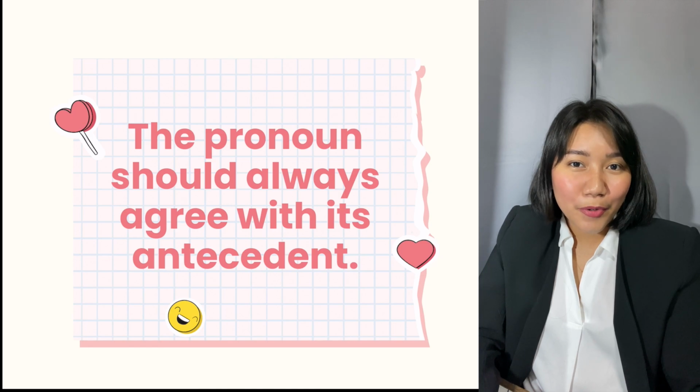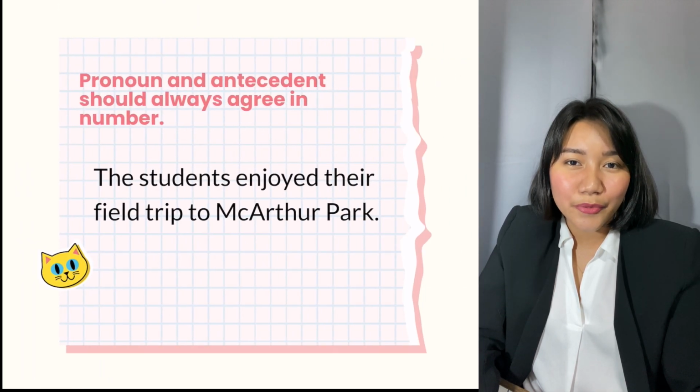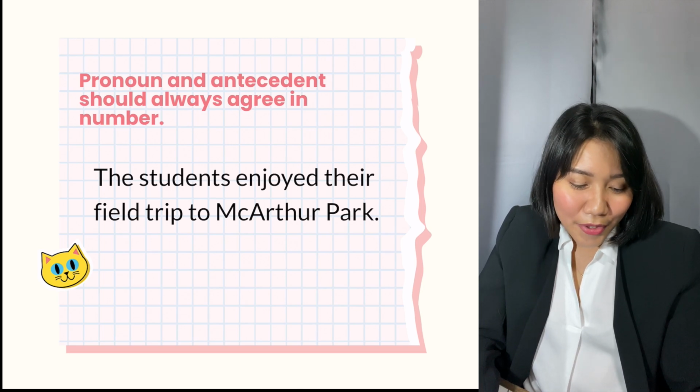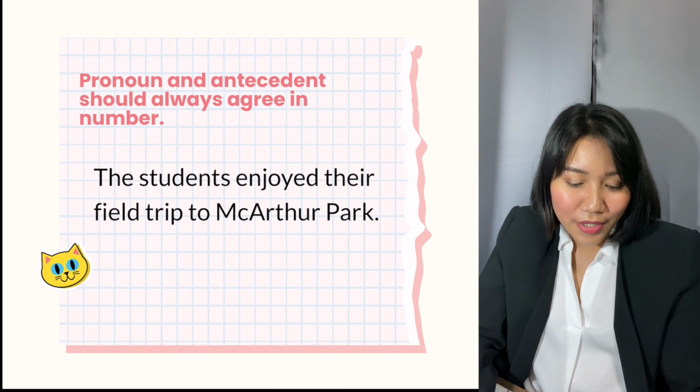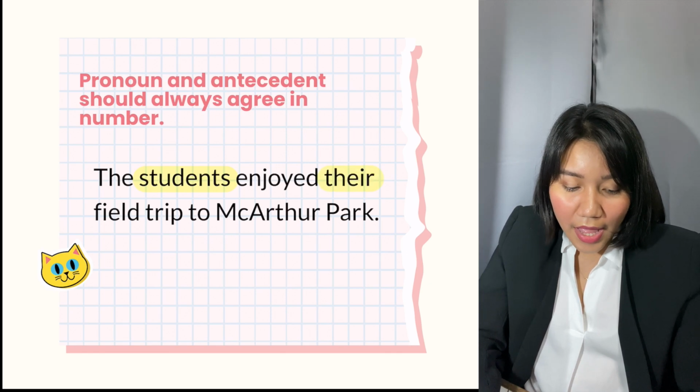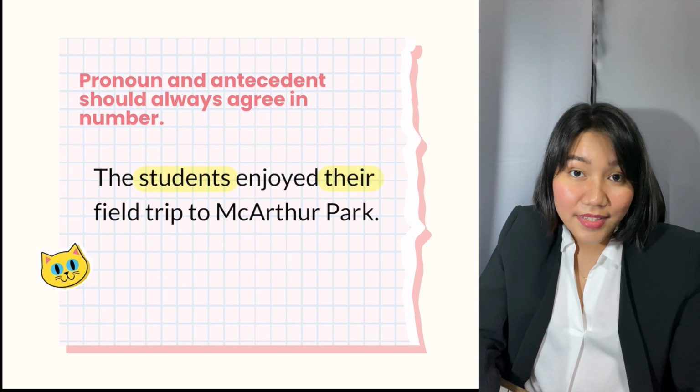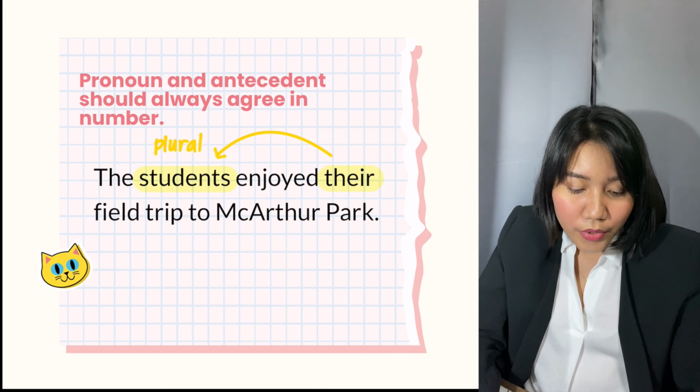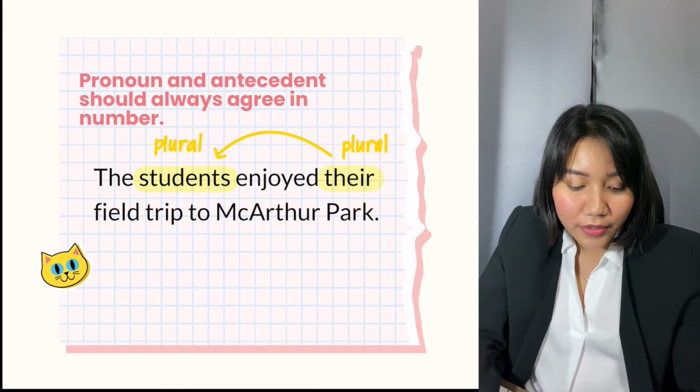First is that the pronoun and antecedent should always agree in number. A singular antecedent needs a singular pronoun, and of course, a plural antecedent needs a plural pronoun. Let's take a look at these sentences. The students enjoyed their field trip to MacArthur Park. Students is the antecedent of the pronoun their. The antecedent is plural, so the pronoun is plural.